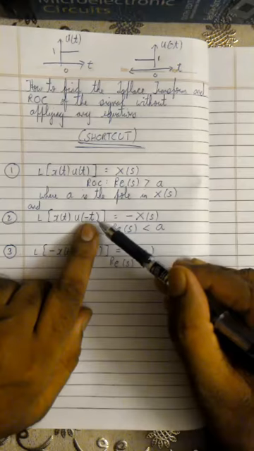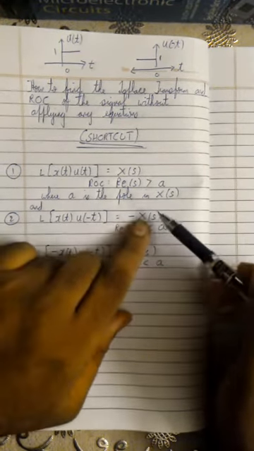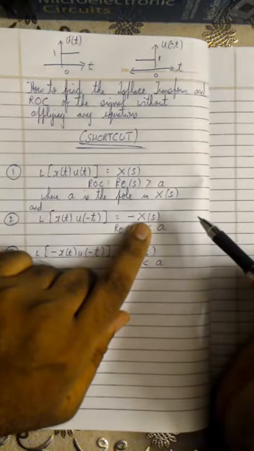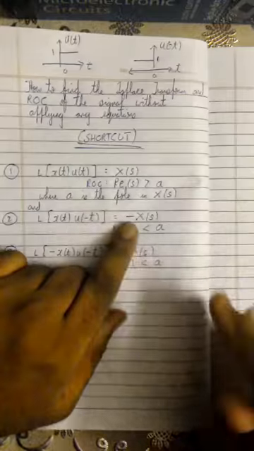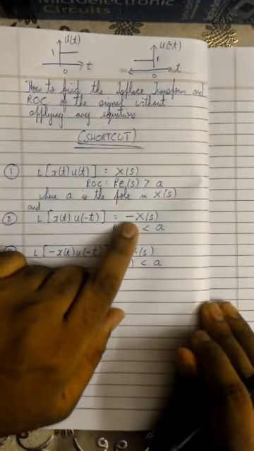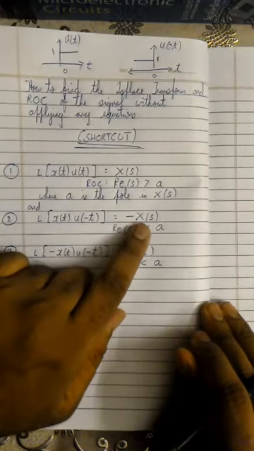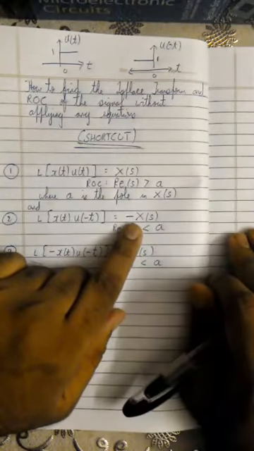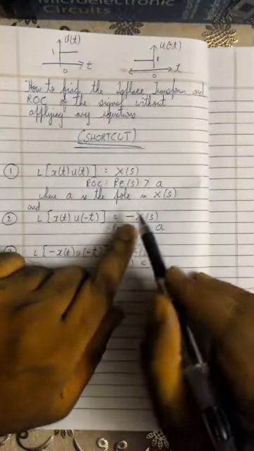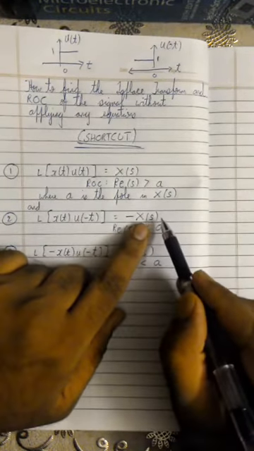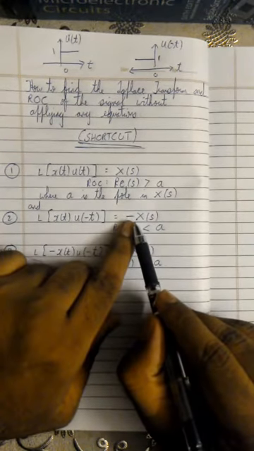The Laplace transform of that signal is also x of s. All you need to do is simply put a minus sign, a negative sign, in front of it, and you'll get the answer correct. You don't have to apply any integration or anything like that. Just simply put a minus sign in front of x of s. That means if the signal is a left-sided signal, put a minus sign in front of it.